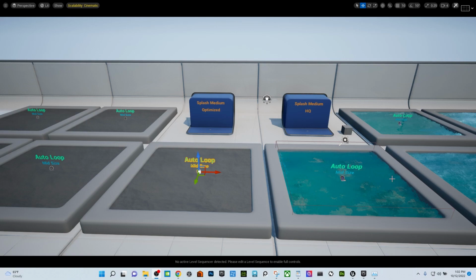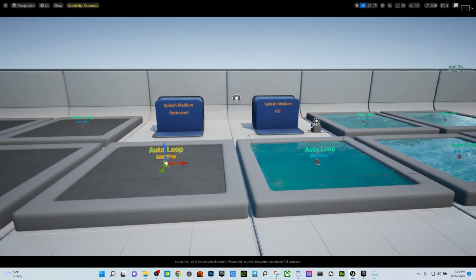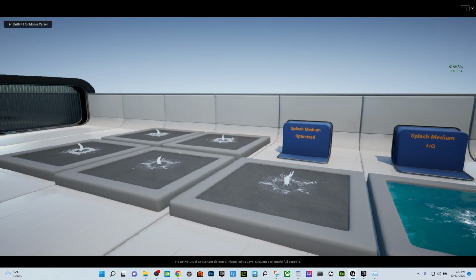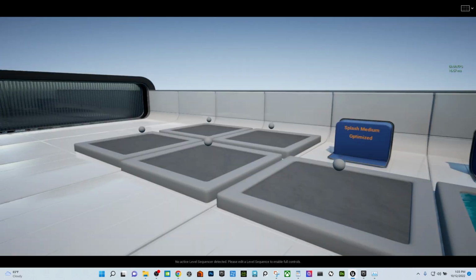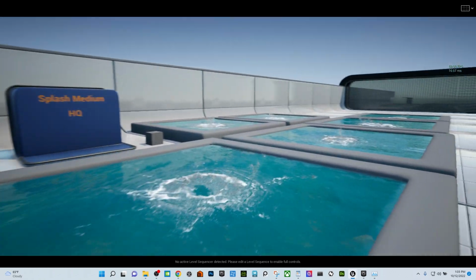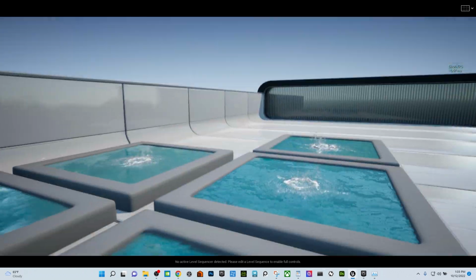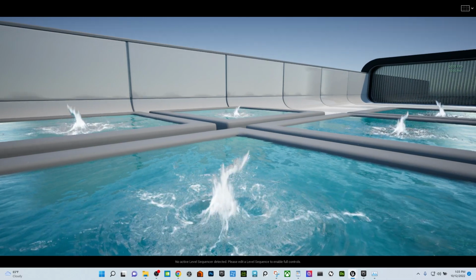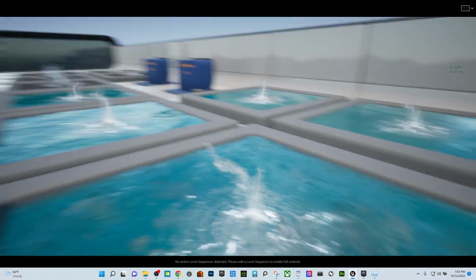So this is just a very quick overview and generalization of what you can expect to find with the splash asset. This is a stress test of sorts, a couple of dozen copies of the effect playing. This is on my laptop, 3070 Ti. You can see we're not dropping any frames here.